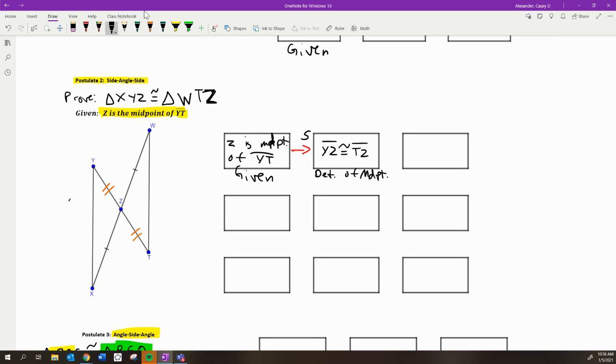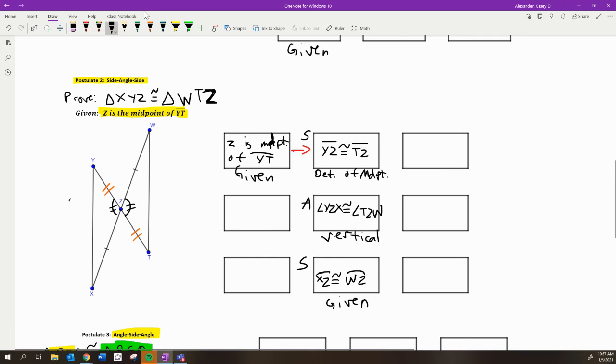That's a side. It's also given that XZ is congruent to WZ. So that actually means that Z is also the midpoint of that other segment. But let's just say XZ is congruent to WZ is just given to us. So that's another side. And then the angles in the middle are vertical angles. Those 2 angles here are congruent because they're vertical angles. So we can say that angle YZX is congruent to angle TZW, and that's because they're vertical angles. And so that's an angle. So look, I've used side, angle, side.